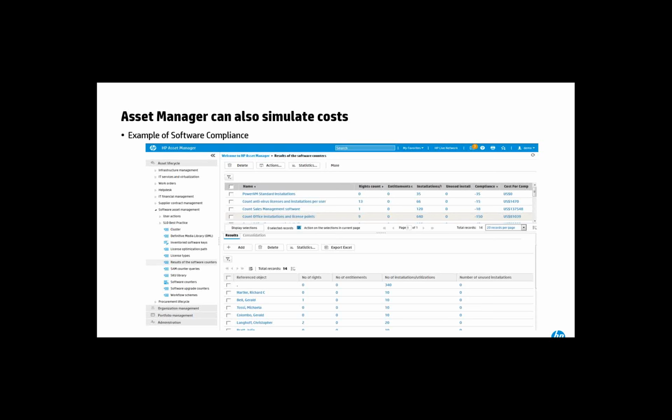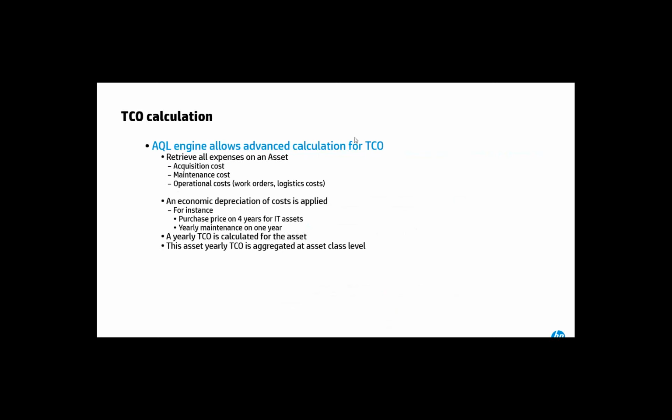And we can go into the business unit or the users, whatever you want to display on. So from a total cost of ownership, if we look at the calculation, the asset management AQL engine allows us to create these calculations for the total cost of ownership.